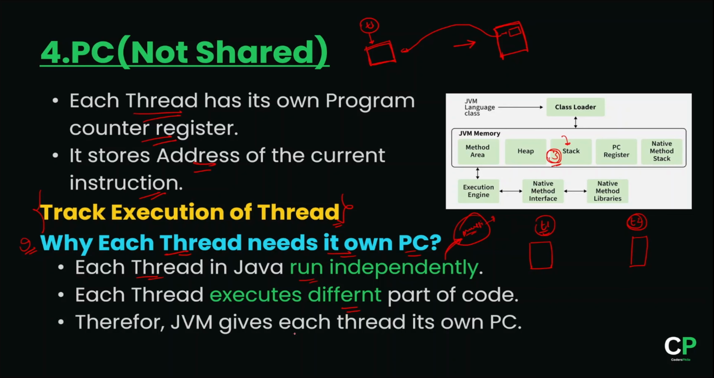Therefore, the JVM gives each thread its own program counter, so that it knows which instruction the thread is currently executing. So each thread has its own program counter.